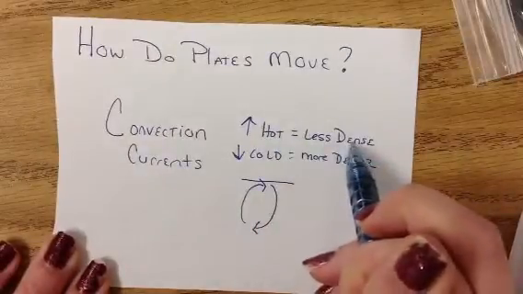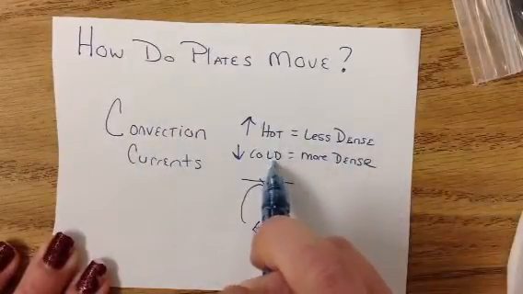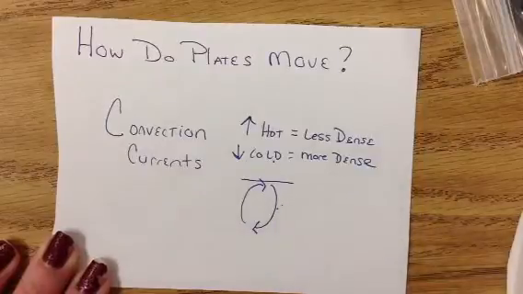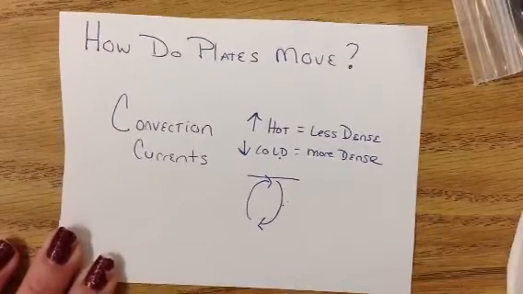Hot air is less dense, so it goes up, it cools down, and if it's colder, it's more dense. So underneath the plates is a version of convection that keeps them going.